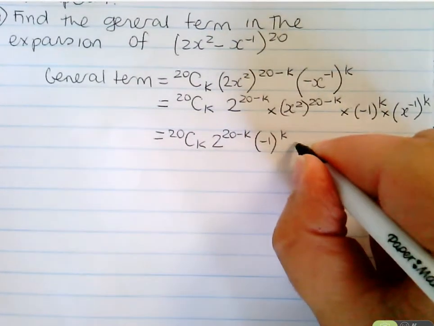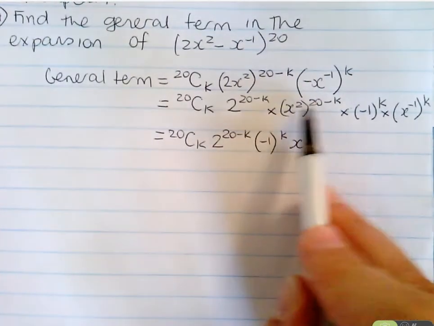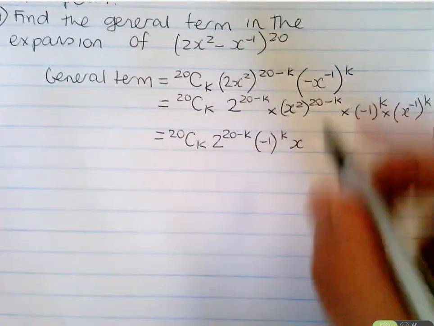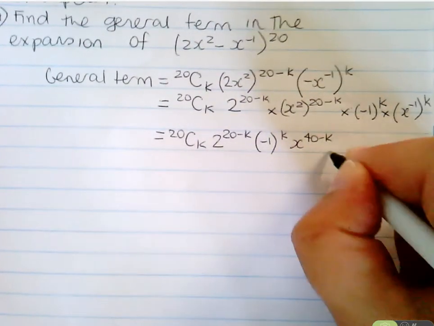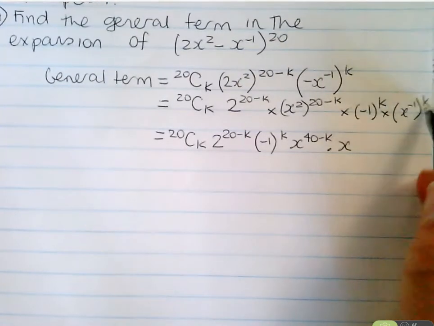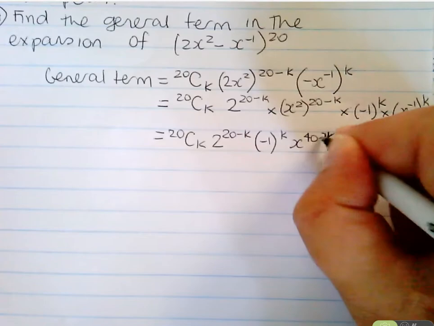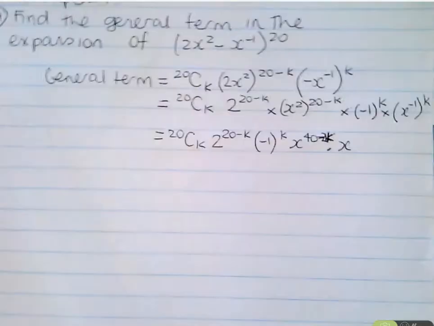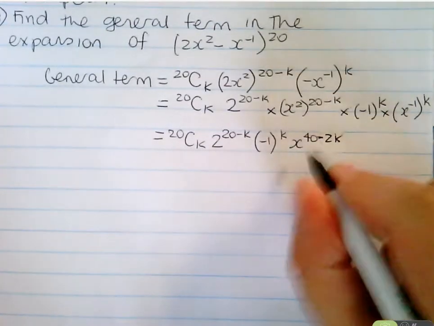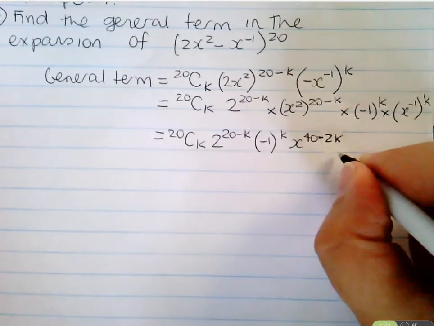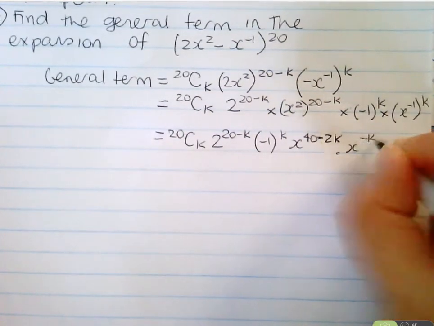Both to the power. So this will be what? x, I want to expand this, 40 minus k times x to the, thank you, 40 minus 2k, good. Oh, so I just fixed that up. So that's x to the 40 minus 2k times x to the negative k.